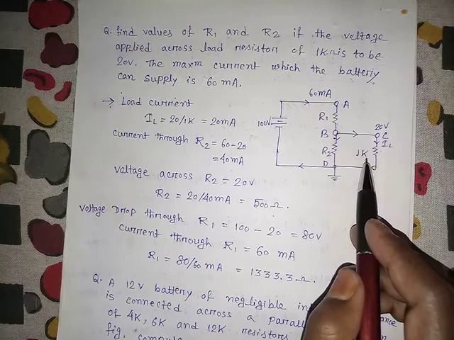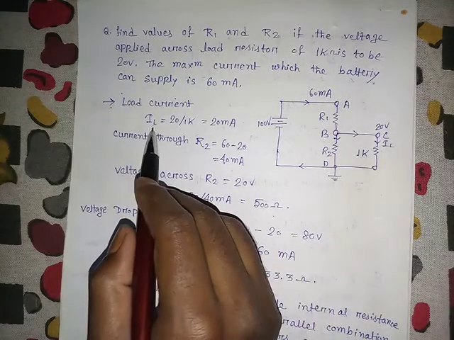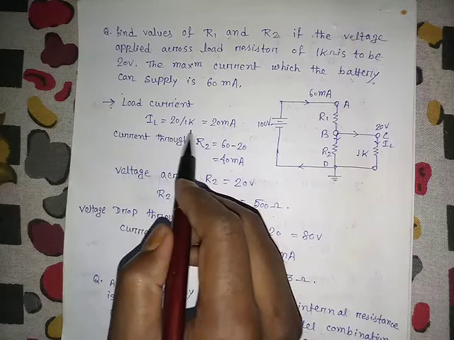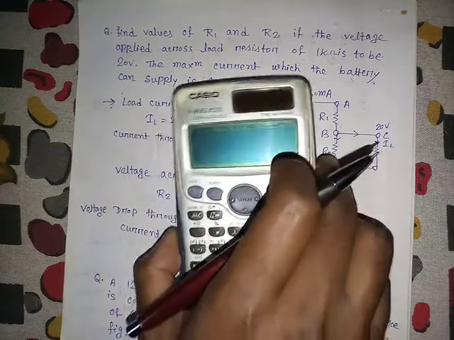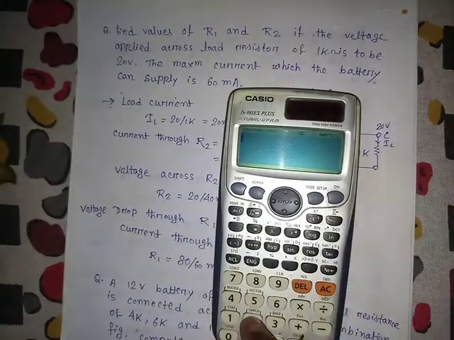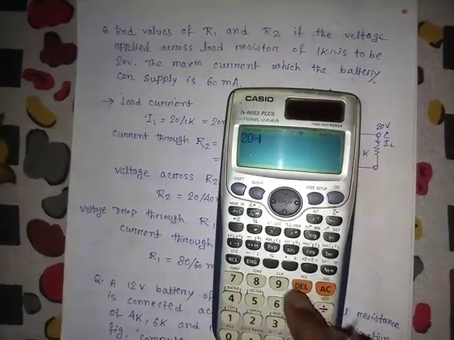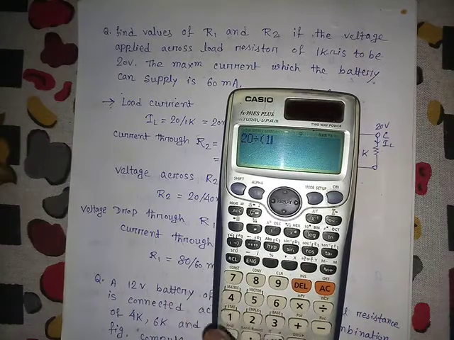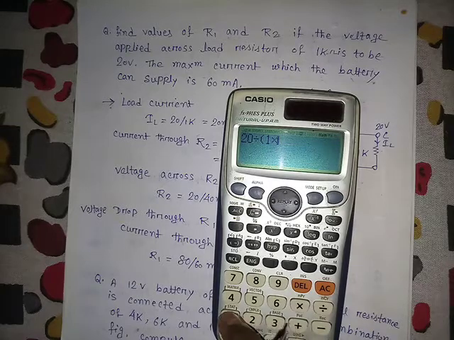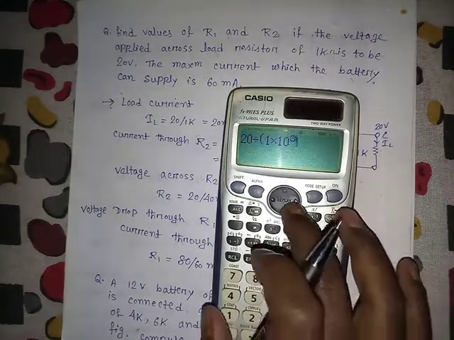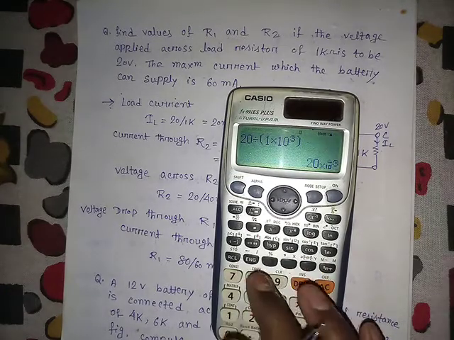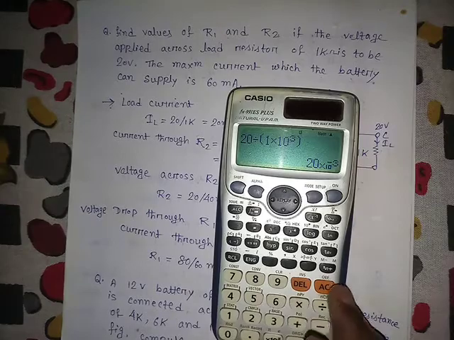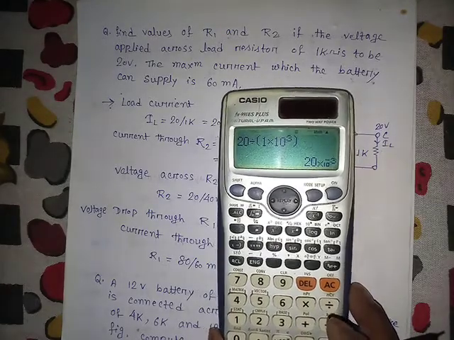So we use Ohm's law to find the load current, that is IL equal to V by R. R is 1 kilo ohm. You must remember kilo means 10 to the power 3. So 20 divided by 1 into 10 to the power 3. Then your answer is 0.02. If you press ENG, then your answer is 20 into 10 to the power minus 3. So 10 to the power minus 3 is milli.